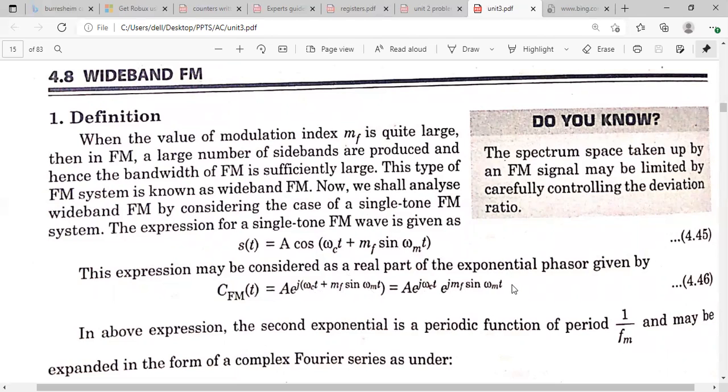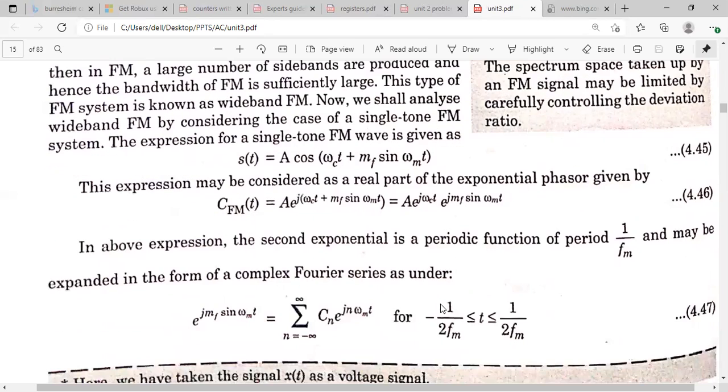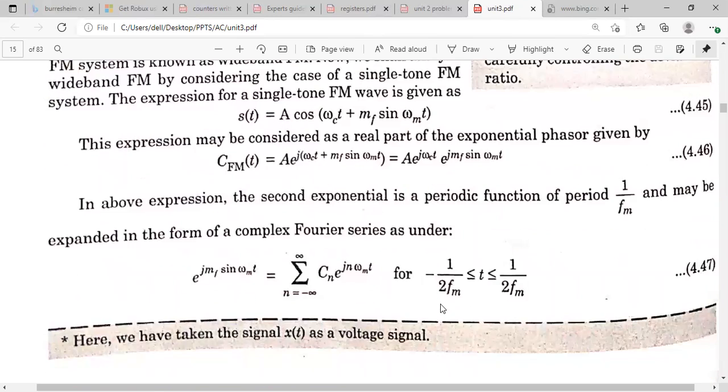And here the second exponential part is a periodic function, because here we have sine omega m into t as a term. Here sine omega m t is a periodic signal having frequency 1 by fm. So this is an exponential periodic function, and we can represent it by using a Fourier series expansion. And this is the formula for the Fourier series expansion, and Cn is the coefficient.